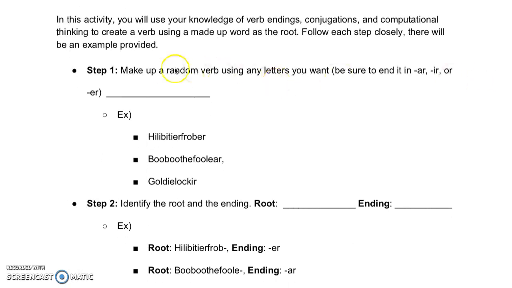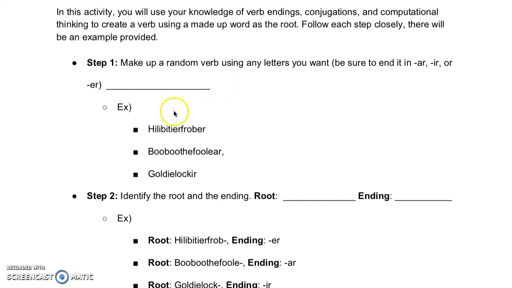So for step 1, they're going to make up a random verb using any letters, and we've added examples so that they understand, and they're a little bit crazy, but that's the point. They're able to choose whatever kind of word they want. They can use any letters they want. However, they have to finish that word in ER, AR, or IR so as to make it like a Spanish verb.